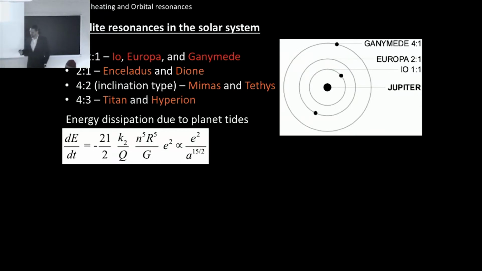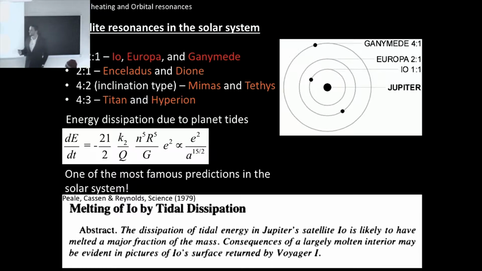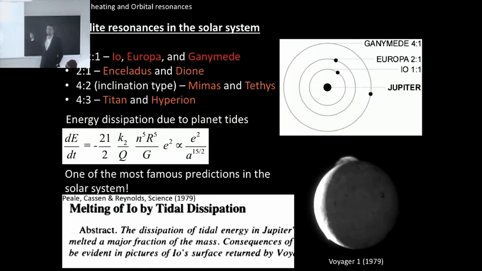And this was actually a very beautiful prediction that was made by Peale et al. in '79, when they predicted, before the arrival of Voyager, that Io is going to be melting, and they also predicted some volcanism on the surface. This paper was published a week before the arrival of Voyager, and Voyager gets there, and boom, you have these beautiful volcanoes popping from Io. So for me, this is one of the most beautiful predictions in the solar system.